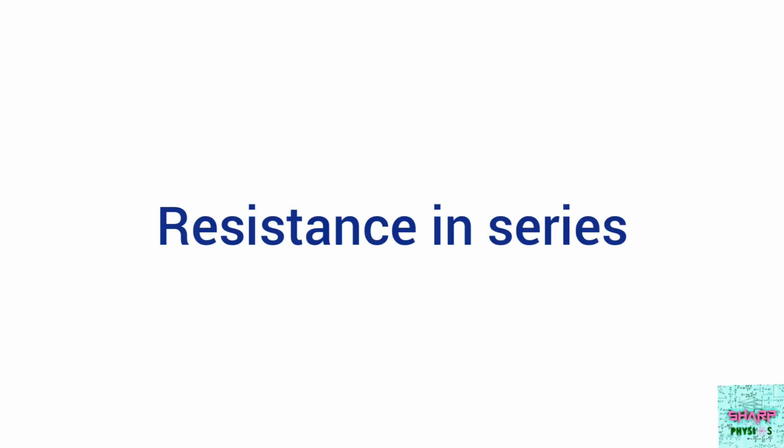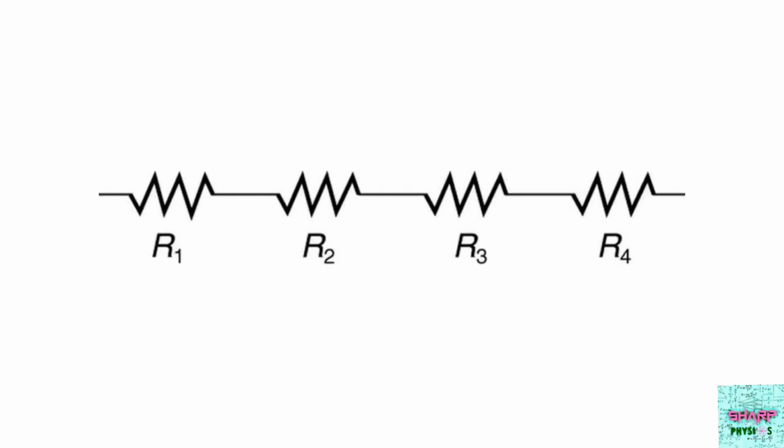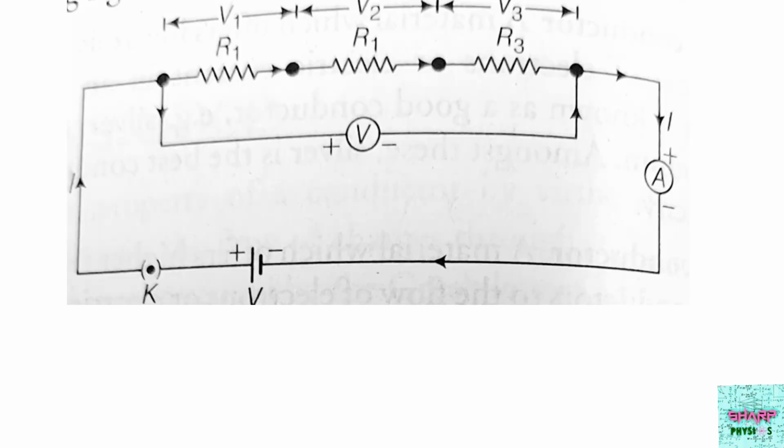First let's see the resistors connected in series. In a series circuit, the resistors are connected one after the other in the form of a single loop. The same current passes through each of them. So when two or more resistors are connected from one end to the other end, then they are said to be connected in series. Just see the above figure about the resistors connected in series.